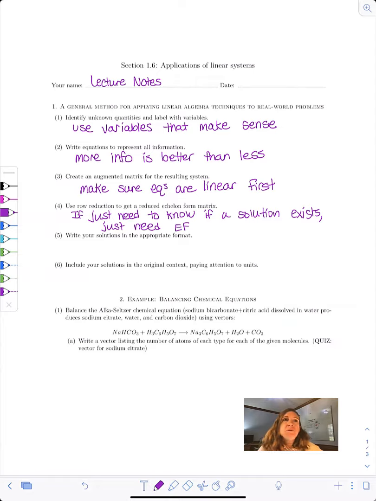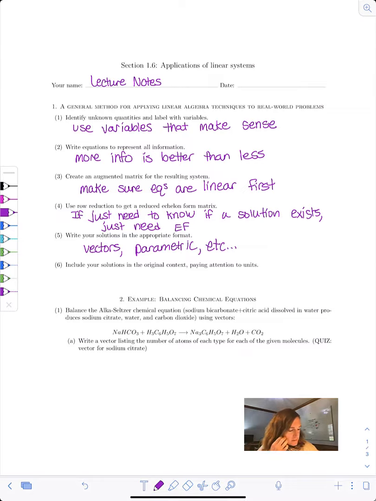And our example will talk about balancing chemical equations. You might have a situation where you try to balance something and there's no solution, and that actually means that that reaction can't happen. Okay, so write your solutions in the appropriate format. You might want vectors, you might want parametric, so figure that out in your context.